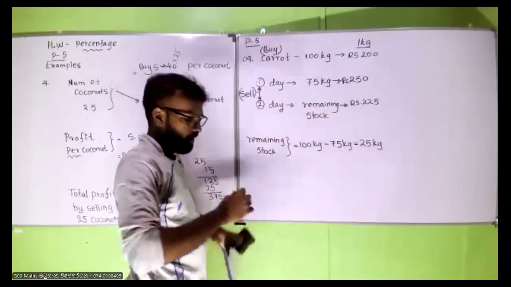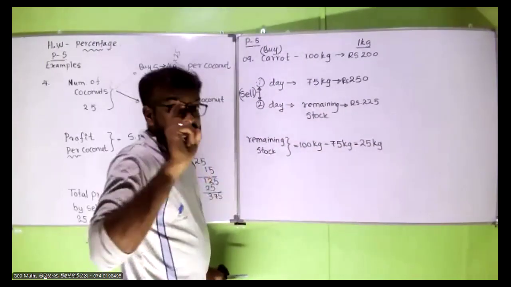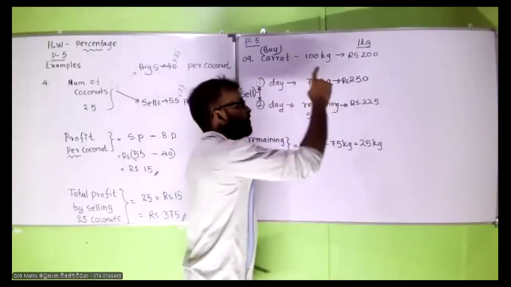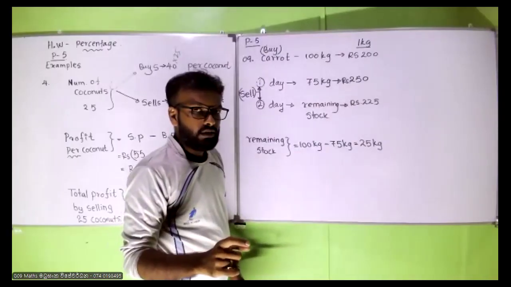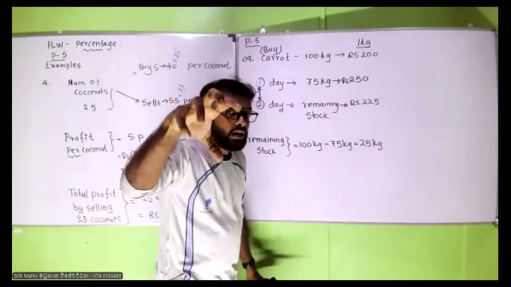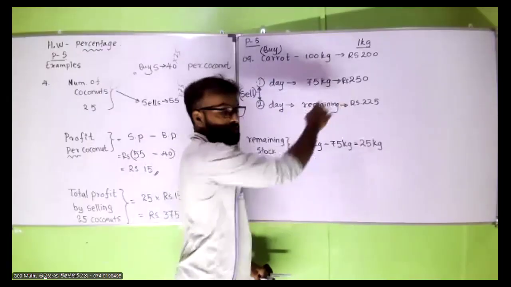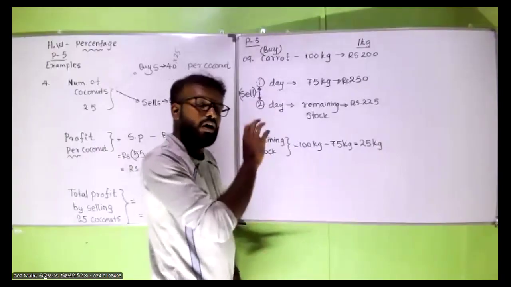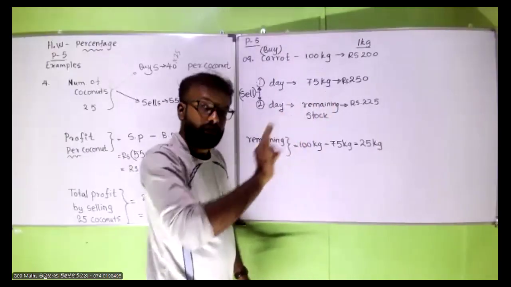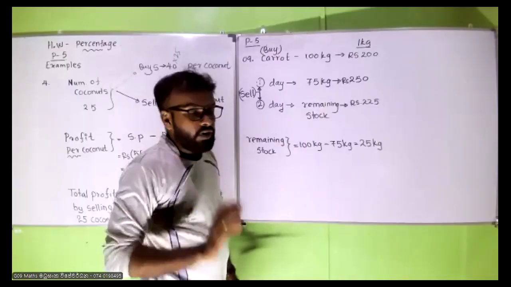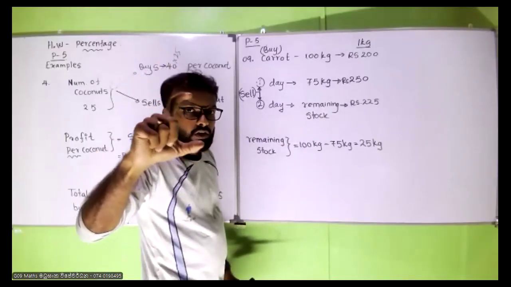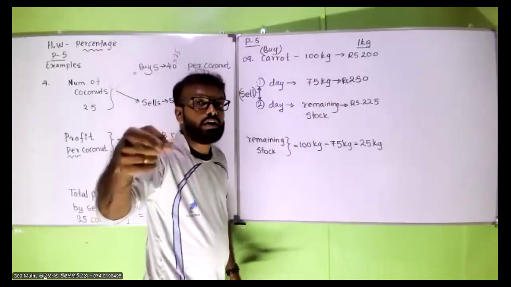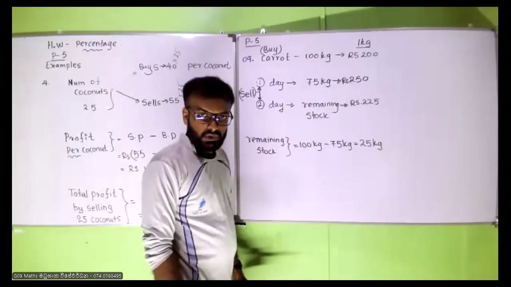Right. So here, in the first day, he is selling 75 kilograms at the price of 250. Right? And we have to calculate that, the selling price. That is how he is going to sell. Correct? He has already sold 75 kilograms. We have to calculate the buying price of these 75 kilograms in order to calculate the profit of the first day. Correct?